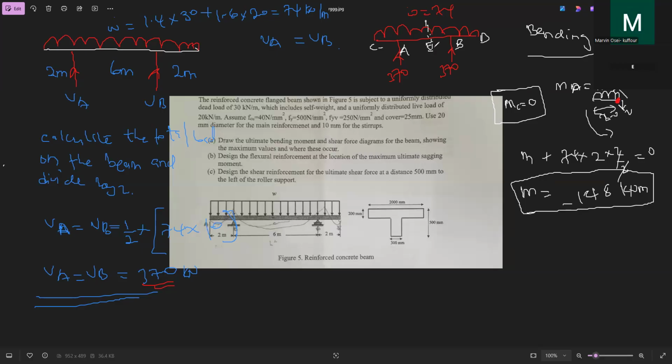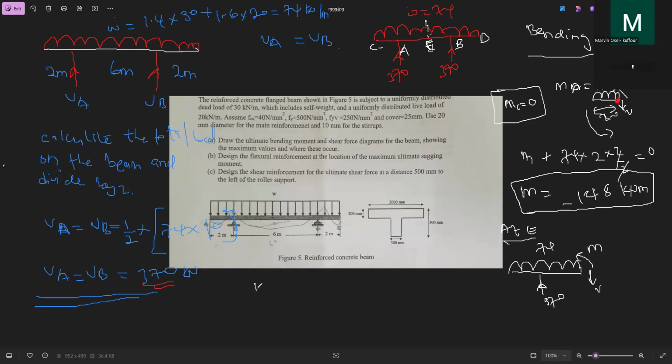Then we are here at E. So at E, what is going to happen? We cut it and take it to either side that we want, because it's symmetrical over there. So when you cut it, here is 370. If you take it to your left, you have your moments like this, the shear force comes down, and here is 74.